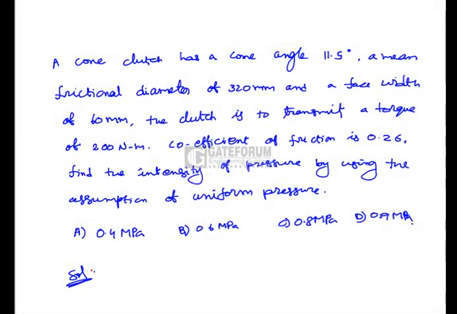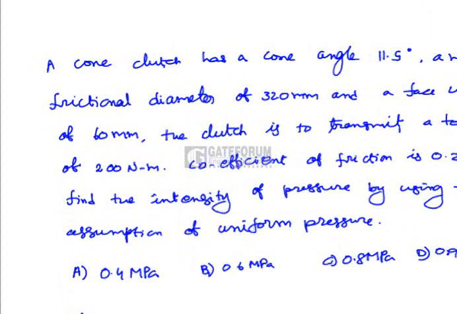A cone clutch has a cone angle 11.5 degrees, a mean frictional diameter of 320 mm and a face width of 60 mm. The clutch is to transmit a torque of 200 Nm. The coefficient of friction is 0.26. Find the intensity of pressure by using the assumption of uniform pressure. Here the options are 0.4 megapascal, 0.6, 0.8 megapascal and 0.9 megapascal.